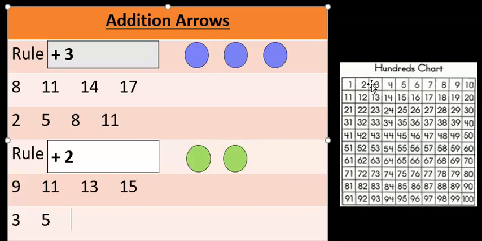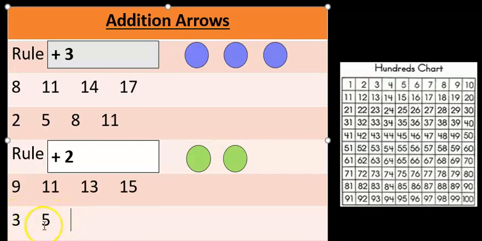Plus 2. Because right here the rule says plus 2. Now let's come back to 3. Watch Mr. Begay. 1, 2. Look at that. That is correct. 5. So 5 went in there. Now we're finished with 3.